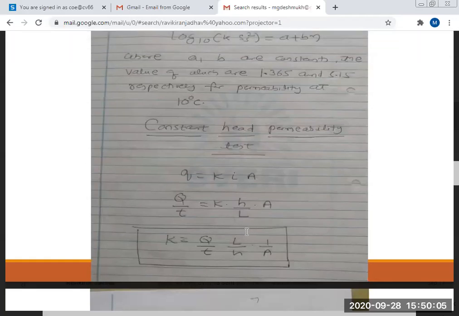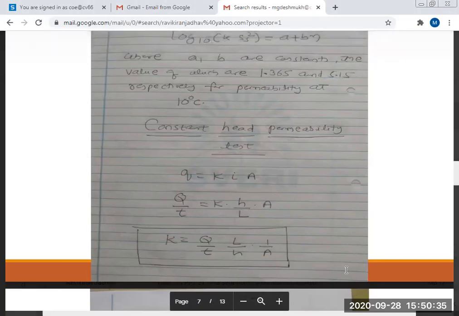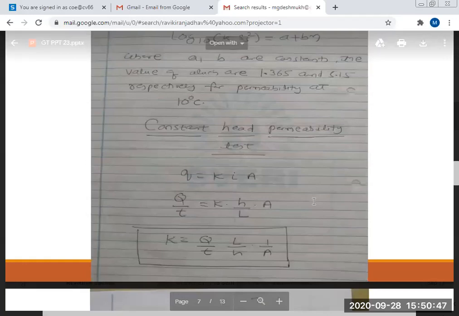So the procedure is very easy. The formula is also very easy. The derivation is also not that difficult here. The only thing you should know is that Q is equal to K into I into A, where small q can be written as capital Q by T. This is the volume by time, and this is K. I is H by L. A is area of cross section of the soil specimen. So from this you can write K is equal to Q by T into L by H into 1 by A.